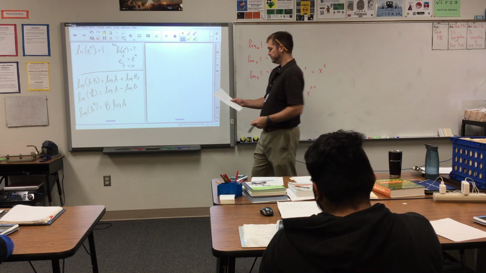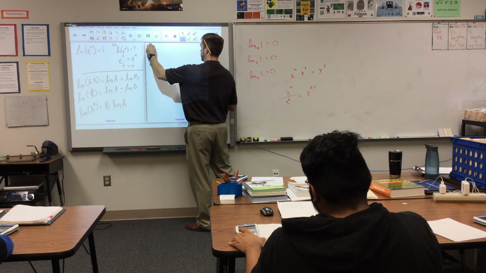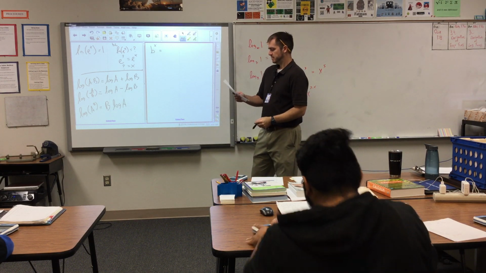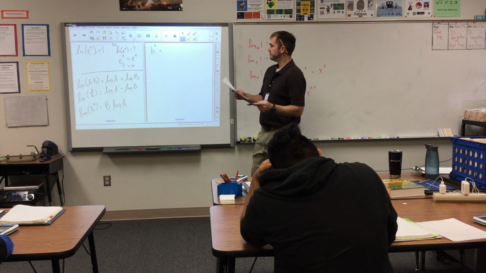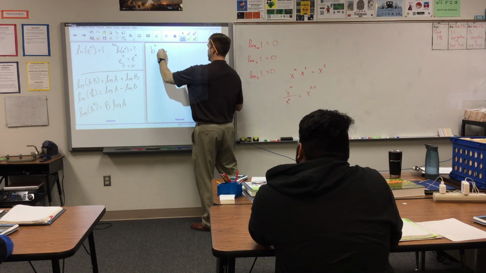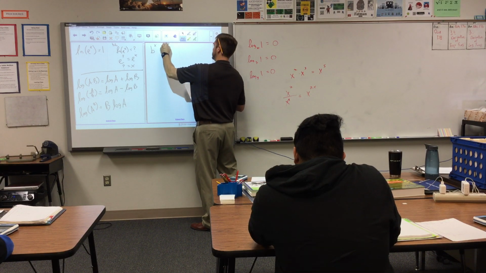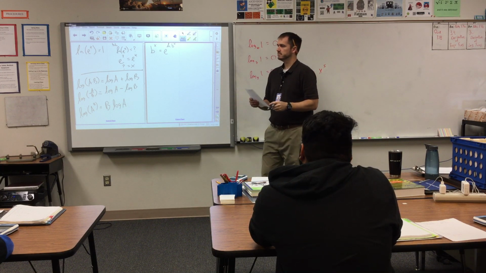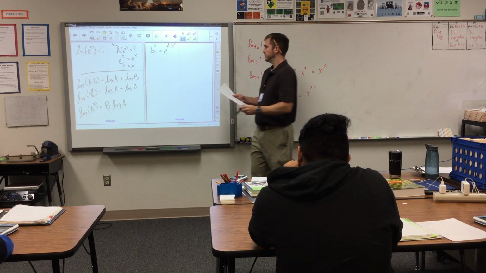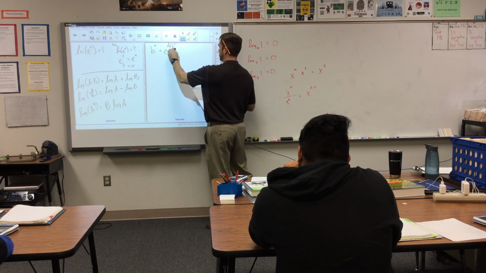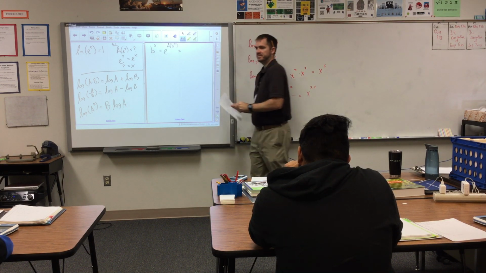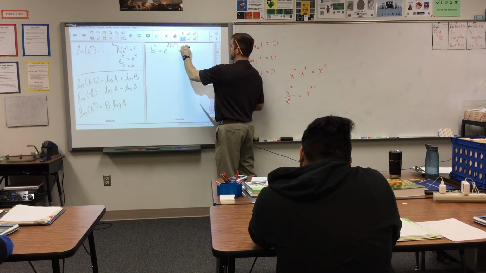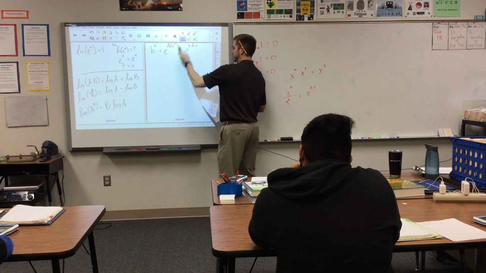All right, last property here. Any number b to the x can be written as e to the ln of b to the x, which in turn can be written as e to the x times ln b.